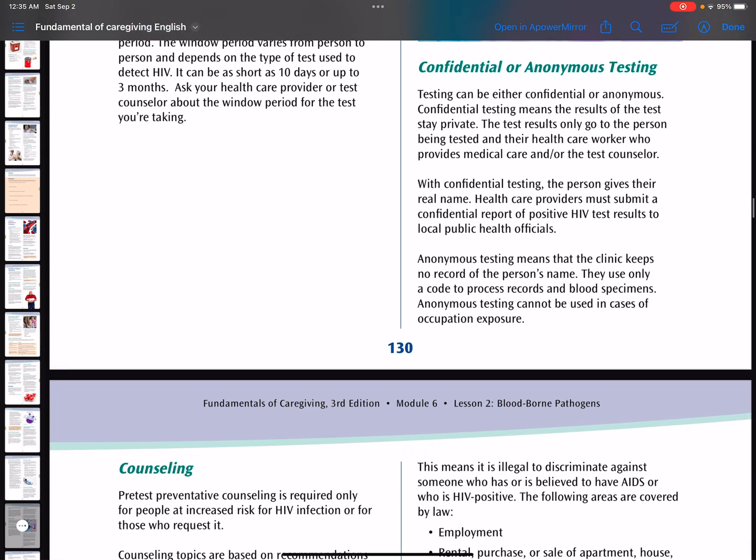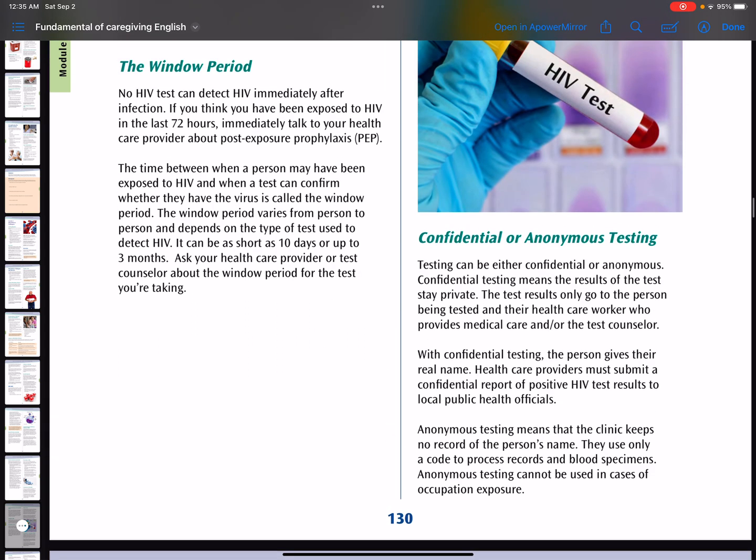Generally, infection with HIV can cause distress for those who have HIV and for those who care for them.